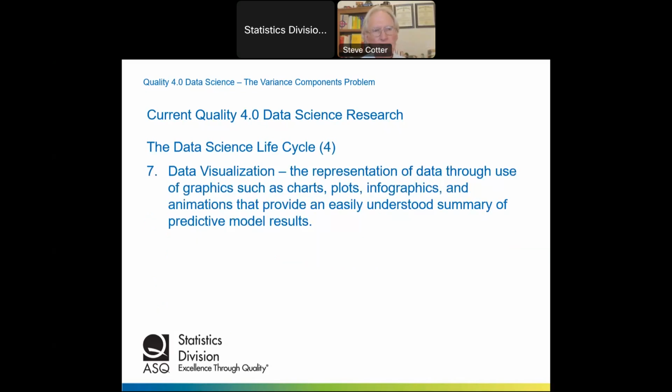And then finally, step 7, data visualization, the representation of data through the use of graphics such as charts, plots, infographics, and animations provide an easily understood summary of predictive model results. This is where we output to management, and we want to assure that management understands what the statistical model is telling them.